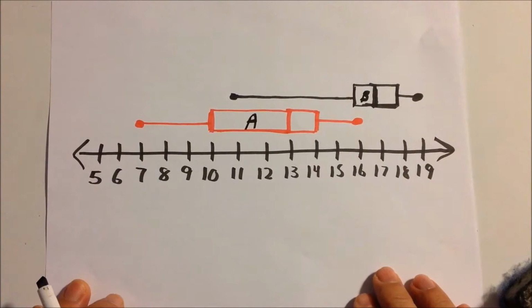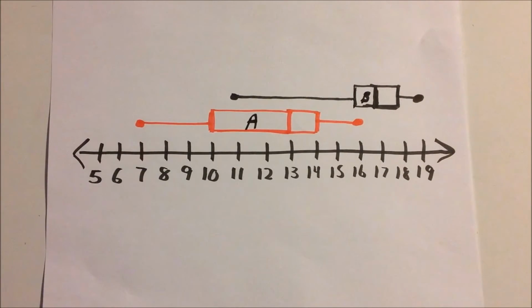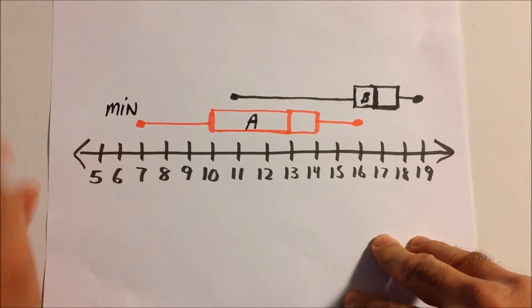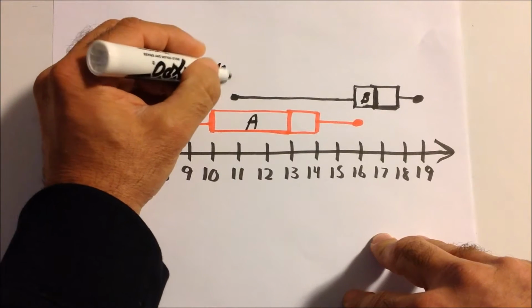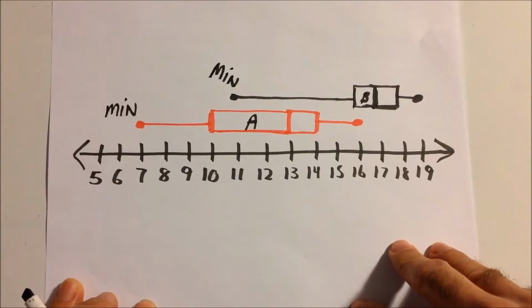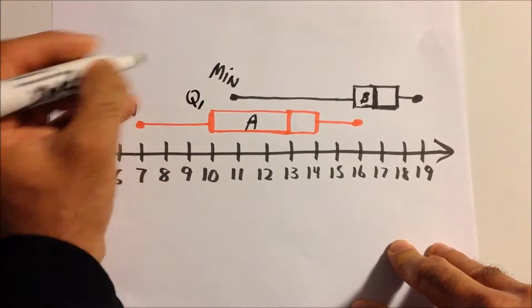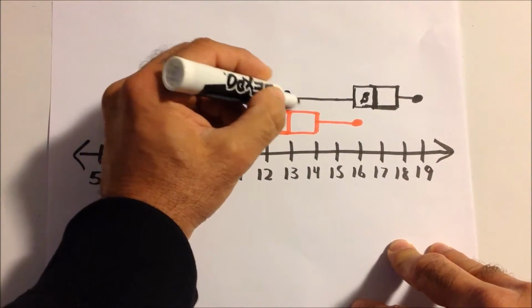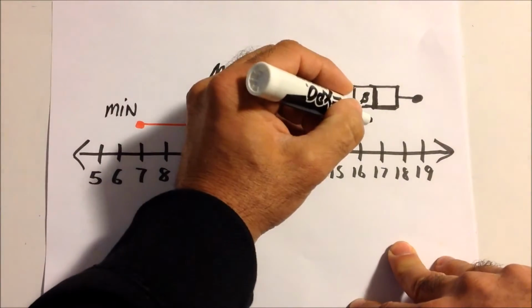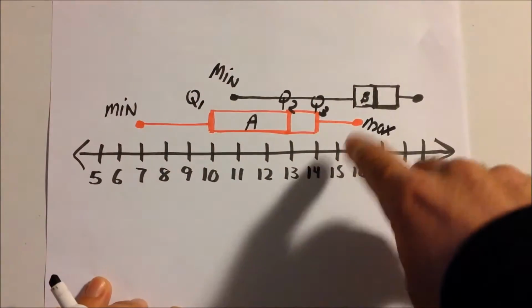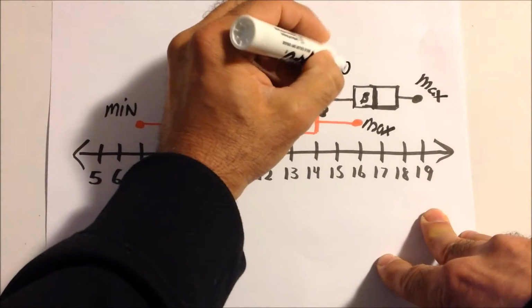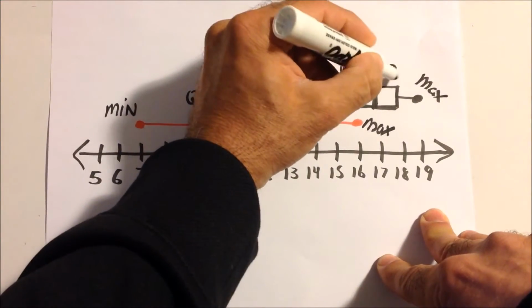So let's just review to make sure we know the different parts of it. We can see in A we have a minimum here. I'll just say the minimum. We have it as 7, and the minimum on B is 11. And then we have what we call the lower quartile. If you remember, that was Q1. And the median is Q2. And then we have the upper quartile, Q3. And the maximum there. And again, for B, we have the maximum there, Q1, Q2, and Q3.